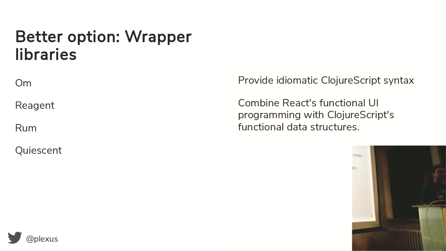It's much nicer if you use one of these wrapper libraries. There's a handful of them. Om is probably the most well-known outside of the ClojureScript community, because several ideas of Om influenced JavaScript stuff. For instance, Om was the first library to demonstrate that you can actually make React faster by using immutable data structures. But my preference goes out to Reagent. It's a much easier syntax. Rum and Quiescent are also around.